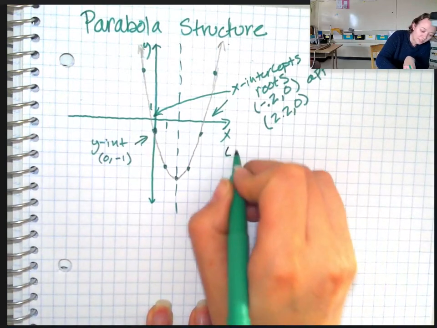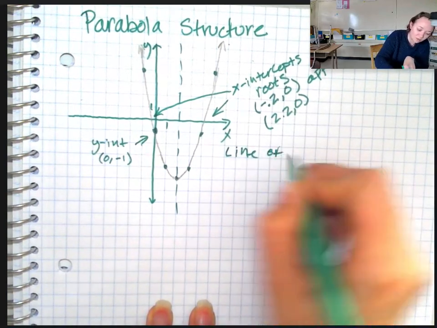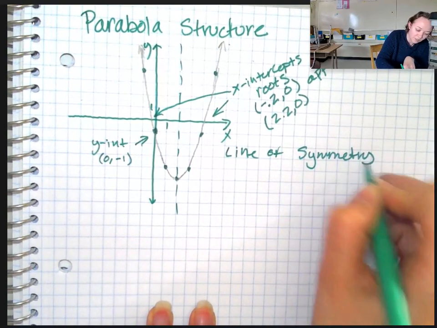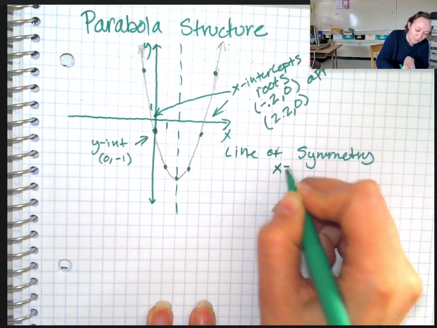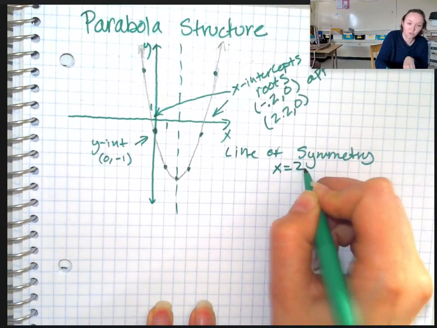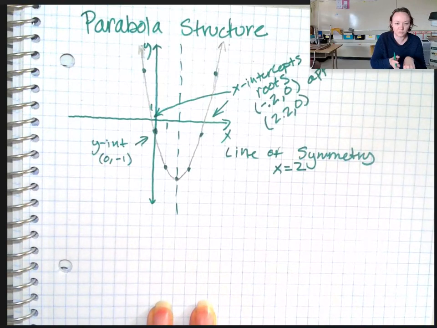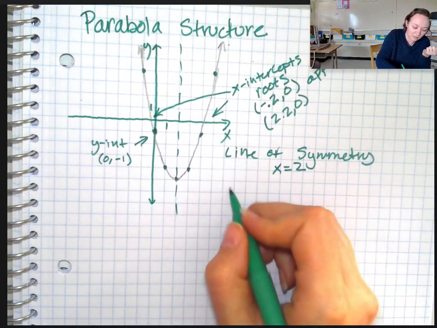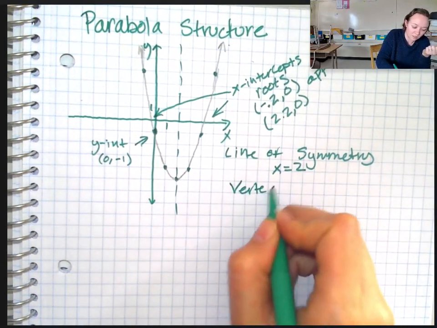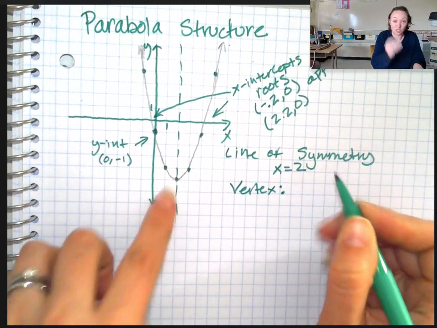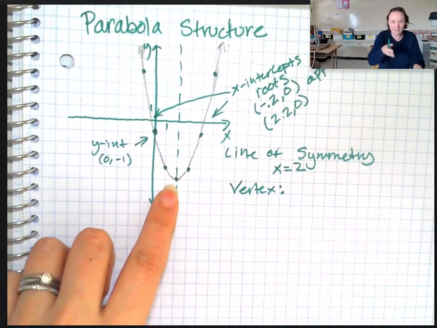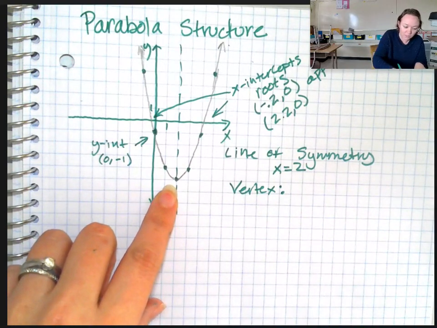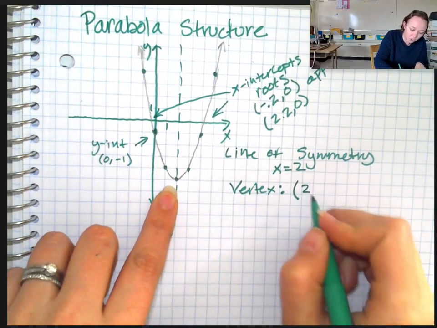So we always have a line of symmetry. In this case, it is at x equals 2, or along the line x equals 2. Now, the line of symmetry is really closely related to the vertex. And the vertex, because it's on the line of symmetry, it has to have the same x-coordinate as the line of symmetry, right? So this vertex would be 2.